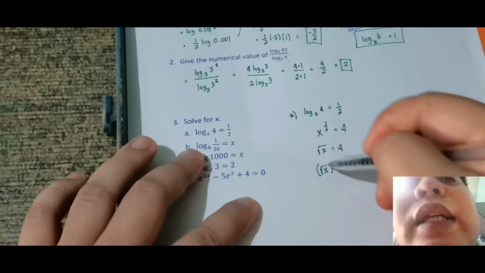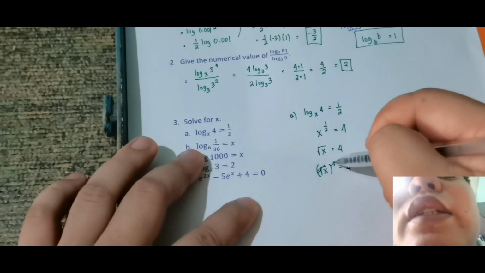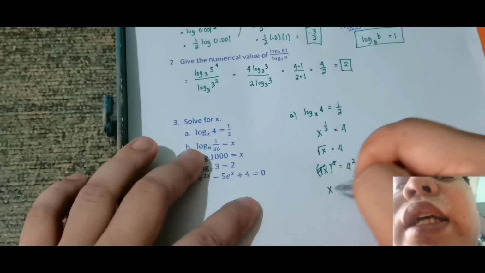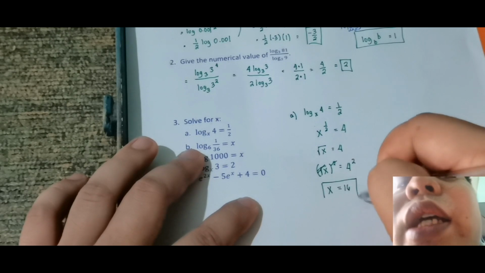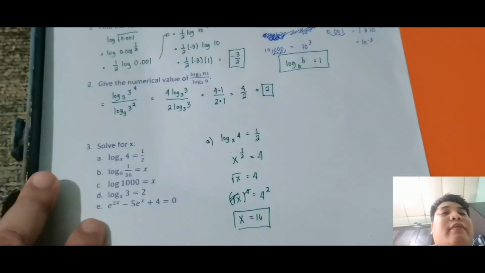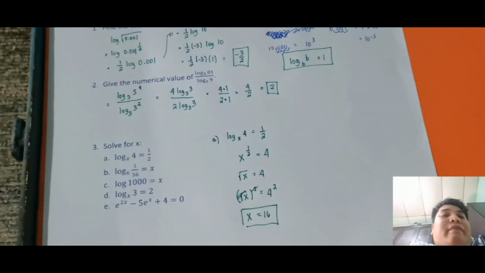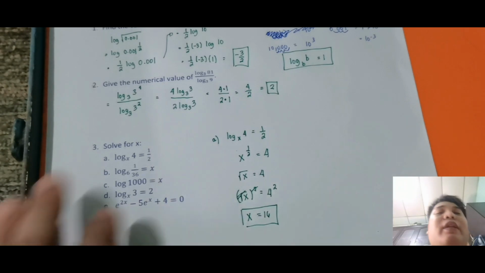So, ano mangyari? Cancel yung radical sign, this is just x is equal to 4 raised sa 2, that is simply 16. So, therefore, the value of x is 16. Ganun siya, kasimple. O, di ba? Basic. Okay, so next for letter B.